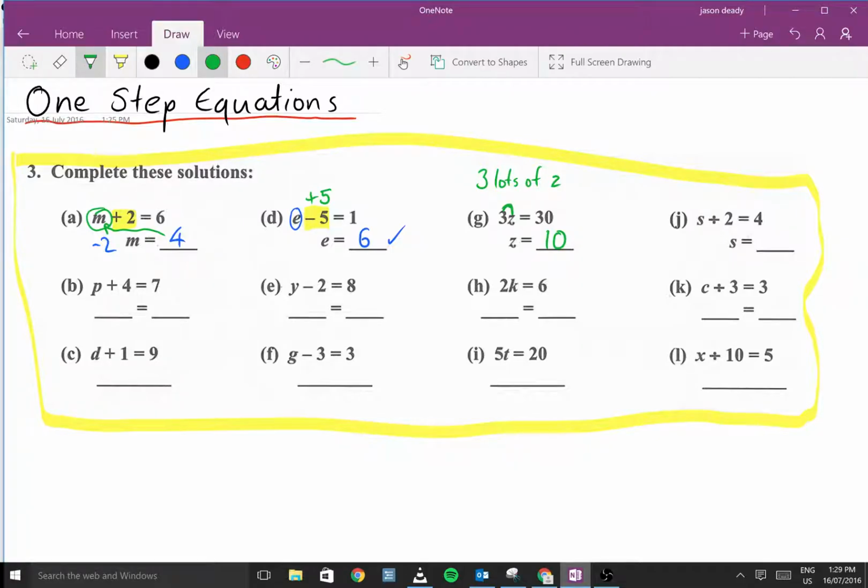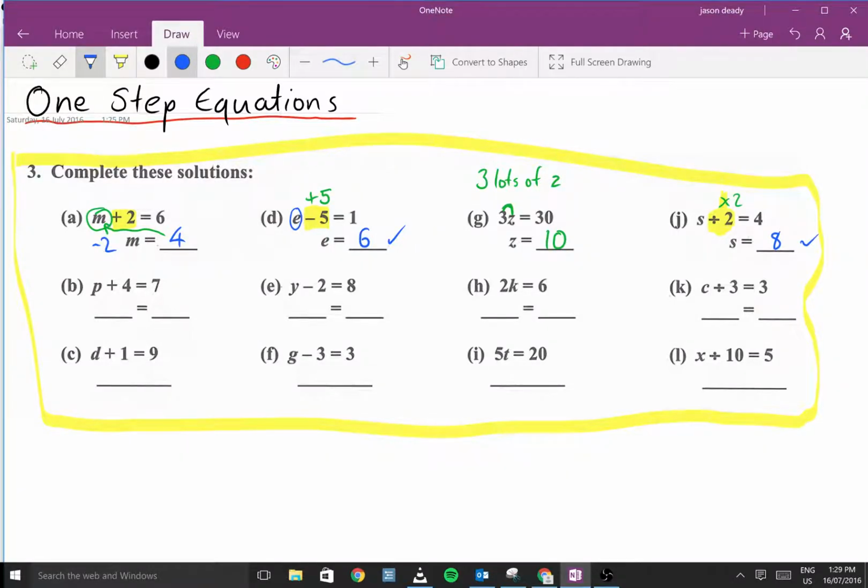And just to finish off the row, this last one has s divided by 2 gives me 4. My one step is divided by 2. So all I've got to do to undo that step is times by 2. 4 times 2 gives me 8. So s has to be 8. And just to check it, 8 divided by 2 gives me 4. So I got that one right as well.